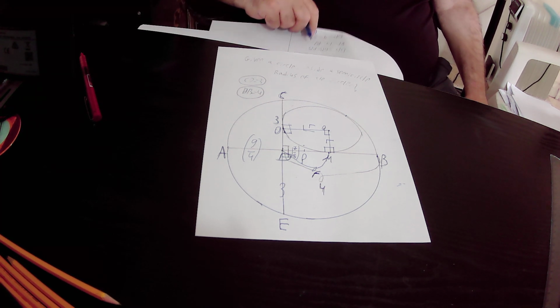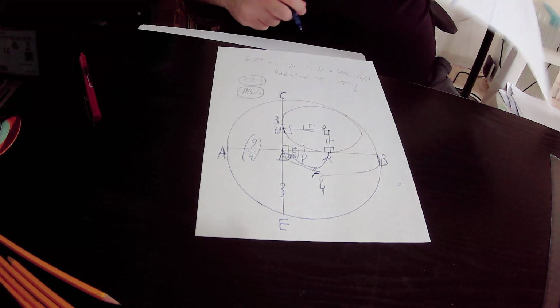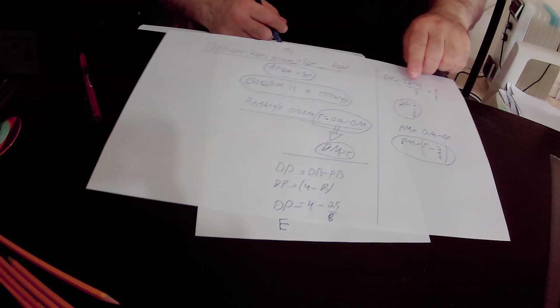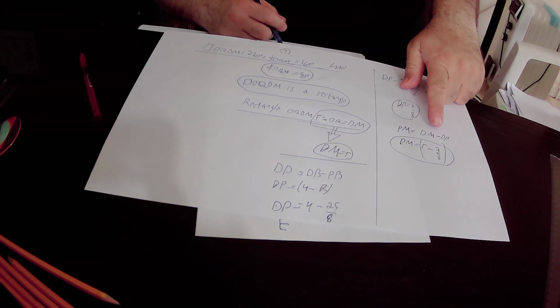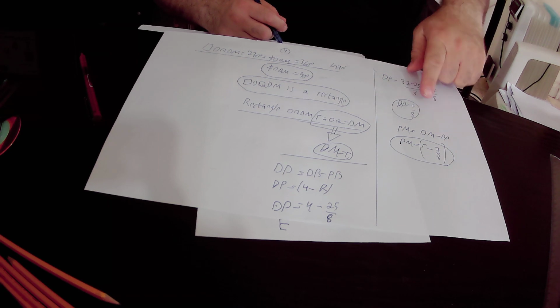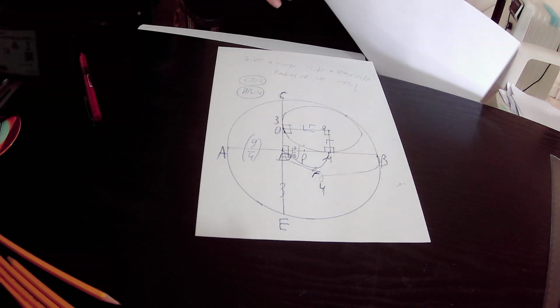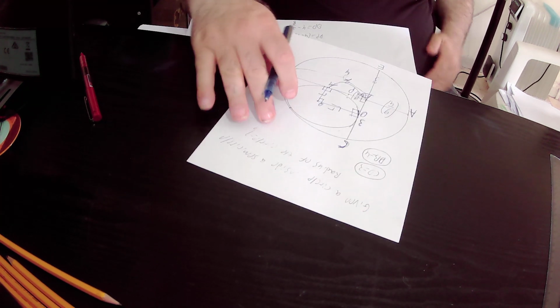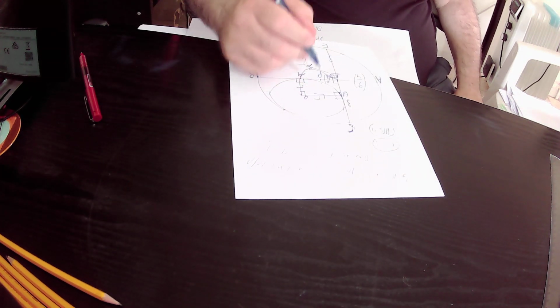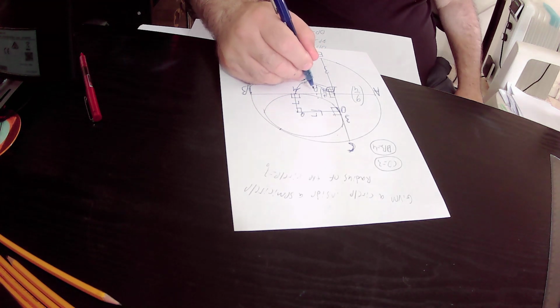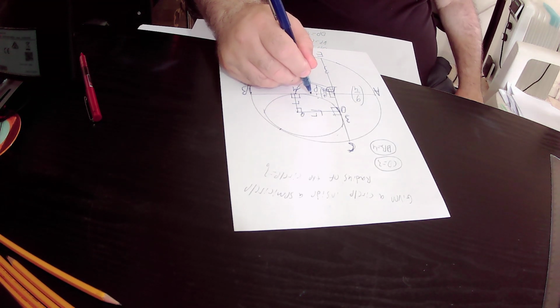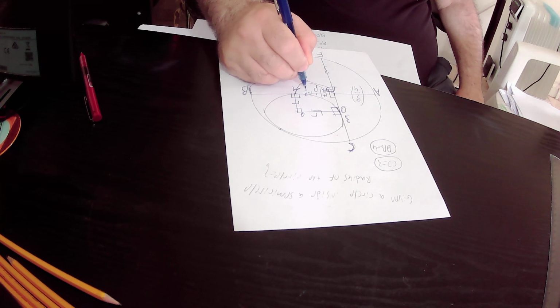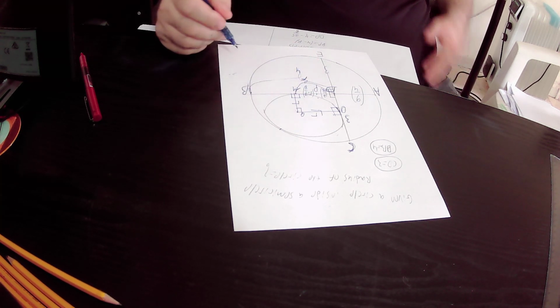So in conclusion, we found out that PM equals R minus 7/8, small r minus 7/8. So we can write here that PM equals small r minus 7/8. Okay.